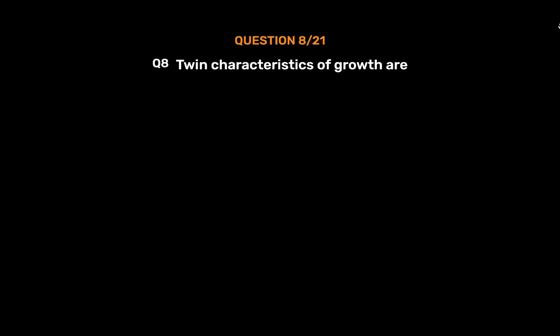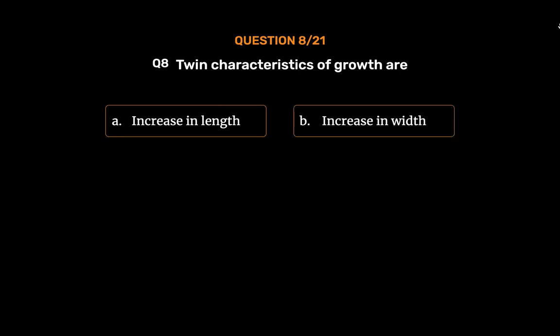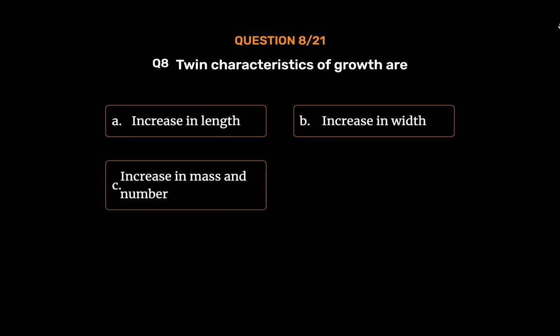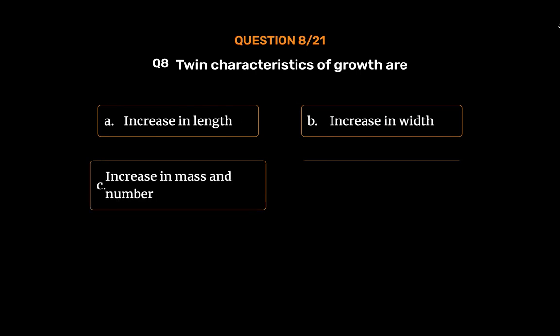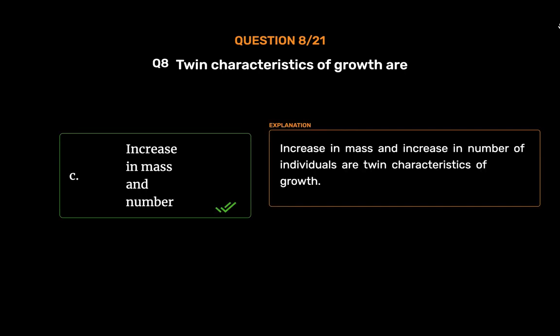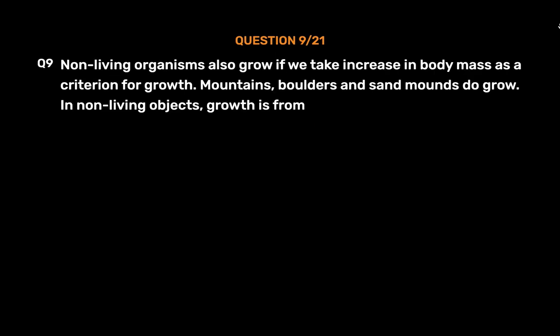Question number 8. Twin characteristics of growth are Option A. Increase in length. Option B. Increase in width. Option C. Increase in mass and number. Option D. All of these. The correct answer is Option C. Increase in mass and number. Increase in mass and increase in number of individuals are twin characteristics of growth.